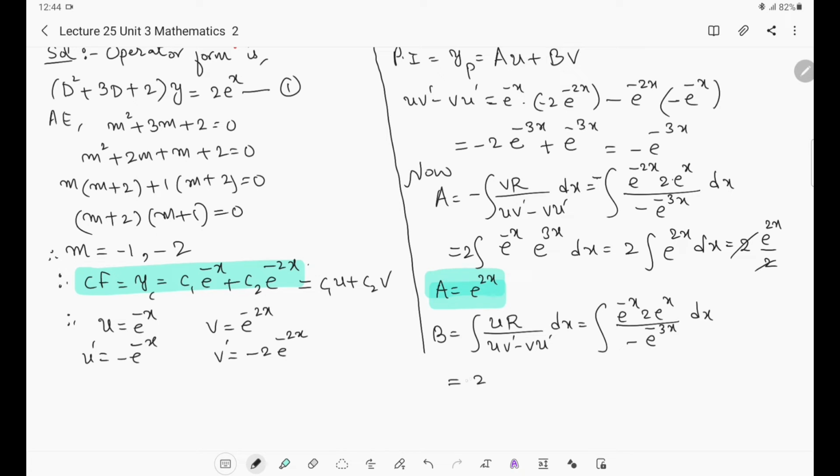The minus will also be there, this minus and this 2. So e power minus x, e power x will become plus e power 0, which is 1. E power minus 3x, when you take it above, will be e power 3x into dx, minus 2 into the integration of e power 3x, which is e power 3x by 3.